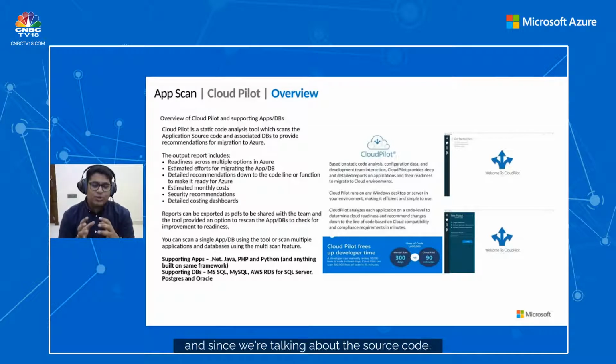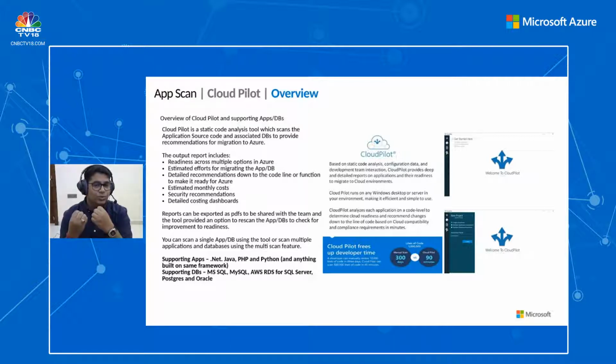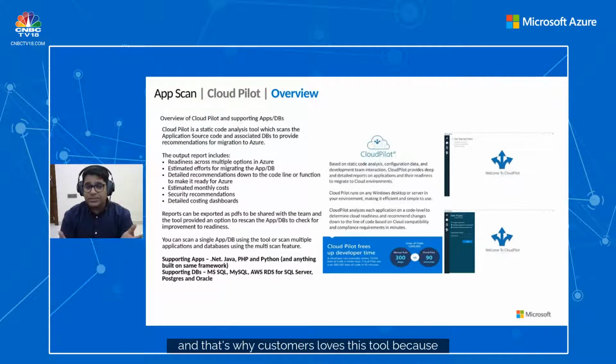And since we are talking about the source code, I want to reassure every one of you that the scan happens locally within your environment. This tool works completely in an offline mode, so you do not have to worry about what is moving out of your environment. You will download a small utility, we'll get a license for you, you run the scan locally, and then you upload only the results back to the portal. That's the key thing about this tool, and that's why customers love it, because it can do a very quick analysis of your source code.